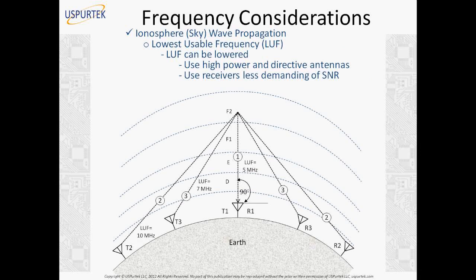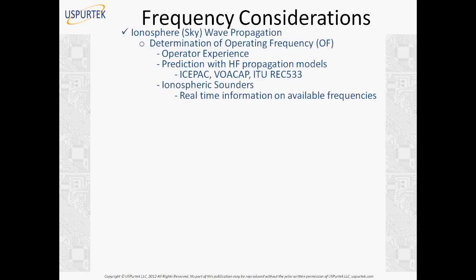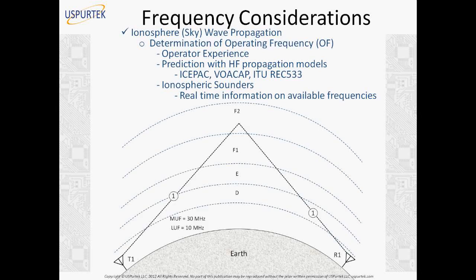Now LUF can be further lowered by using high power and directive antennas, or by using receivers which are less demanding of signal to noise ratio. But again, an operator needs to know about the operating frequency. Now the operating frequency has to be somewhere in between the LUF and the MUF. So this comes through experience. Someone who has been operating in this 3 to 30 megahertz band for a long time will know, okay, for my location between two stations, this is my optimum frequency between the LUF and MUF. However, there are some general models also which are used, ICEPAC, VOACAP, and ITU also has some recommendations.